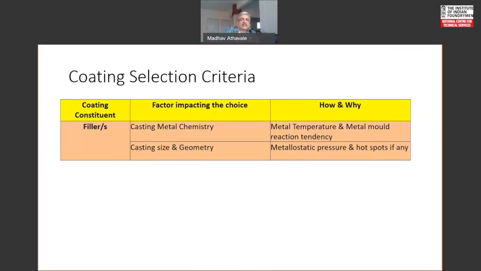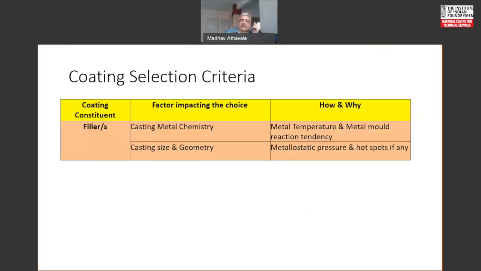So fillers are largely governed by casting metal chemistry and casting size and geometry. Why casting metal chemistry? Because that decides the melting temperature and pouring temperature. So what level of refractoriness is needed, and metal-mold reaction tendency. Chemistry also decides metal-mold reaction tendency. In our last lecture, we had seen the pinhole formation reaction, or in the case of manganese steel castings, how manganese oxide and manganese silicates would be forming by reaction with silica sand.